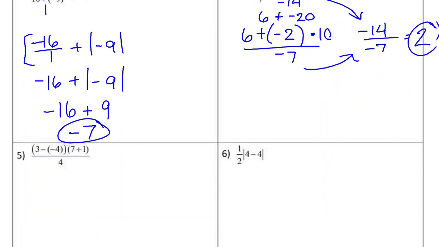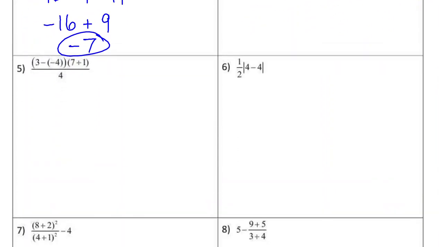Okay, I want you to pause and do number 5 and number 6. Remember, this fraction right here is being multiplied times whatever is in that absolute value. So just make sure you're very, very careful.